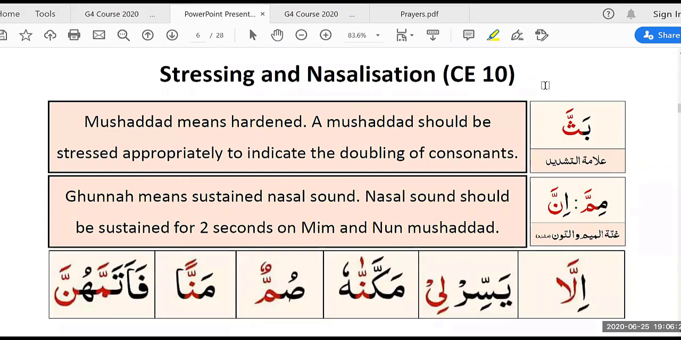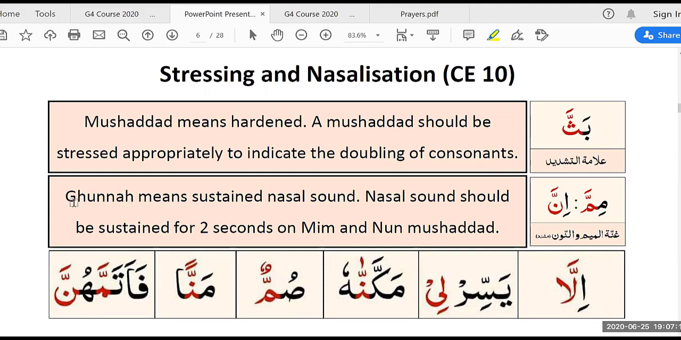Then we did stressing and nasalization, so mushaddad and ghunna. Mushaddad means hardened, and a mushaddad should be stressed appropriately to indicate the doubling of consonants. So we should stress on a mushaddad letter to make a clear double sound. For example, if there were 2 letters, ba, sa, we can say that there is a sa with sukoon followed by a sa with a fatha. Ba, sa.